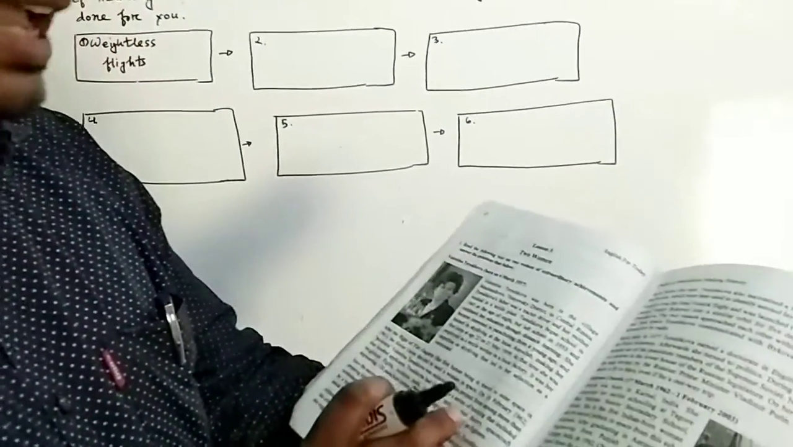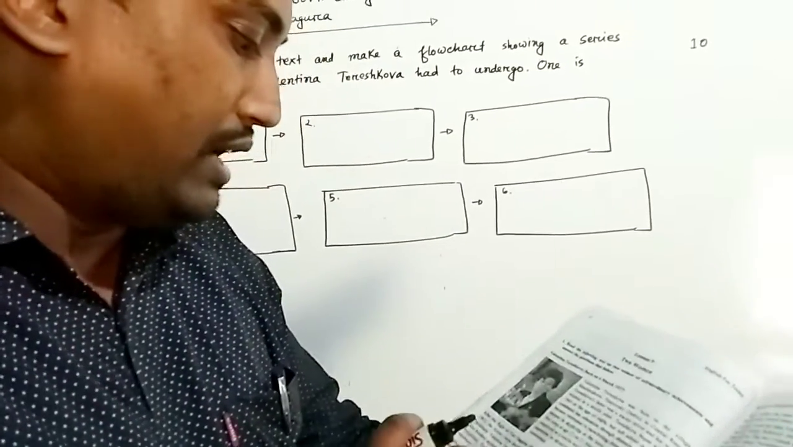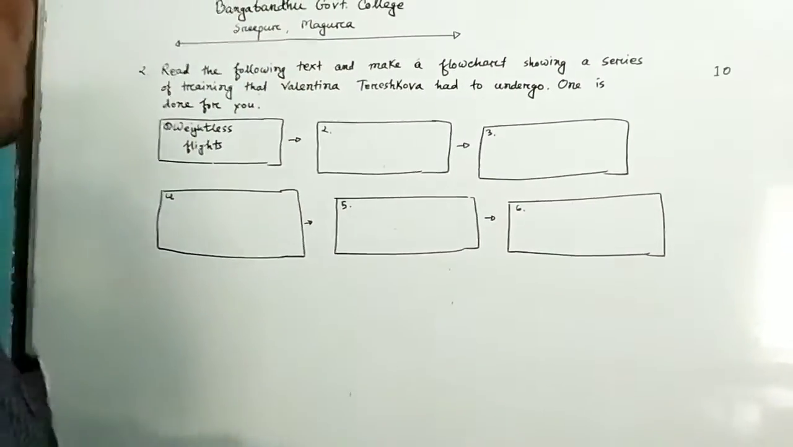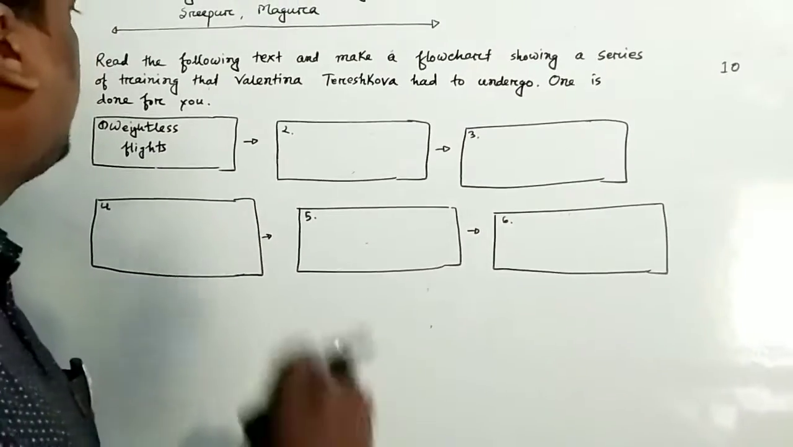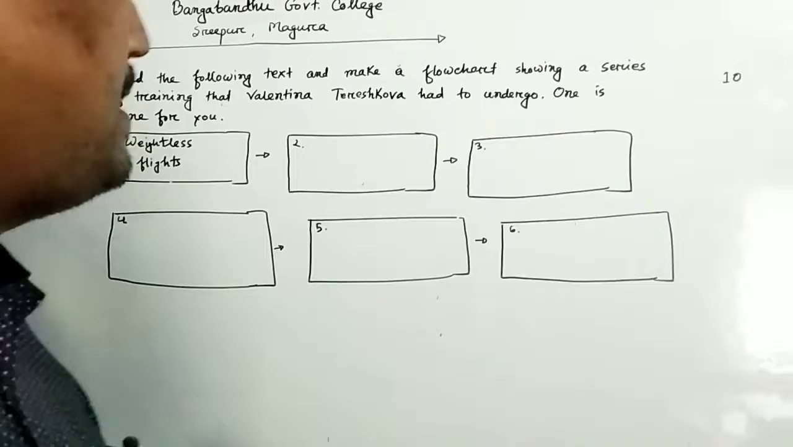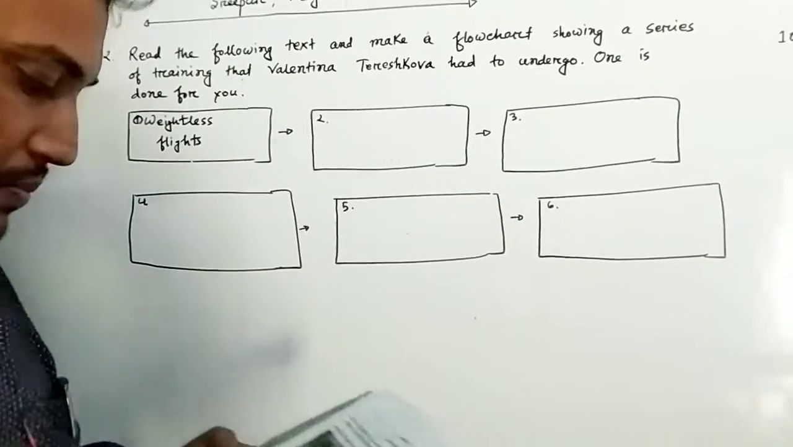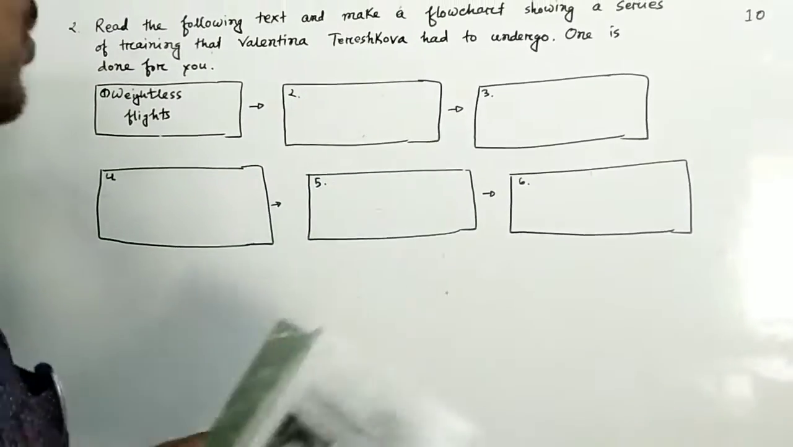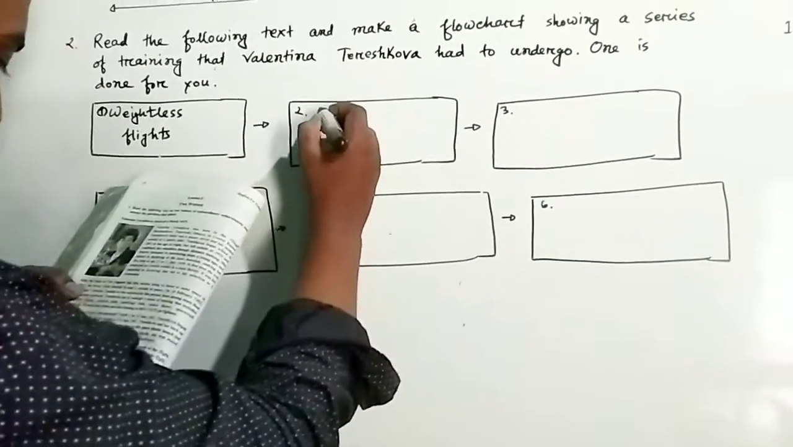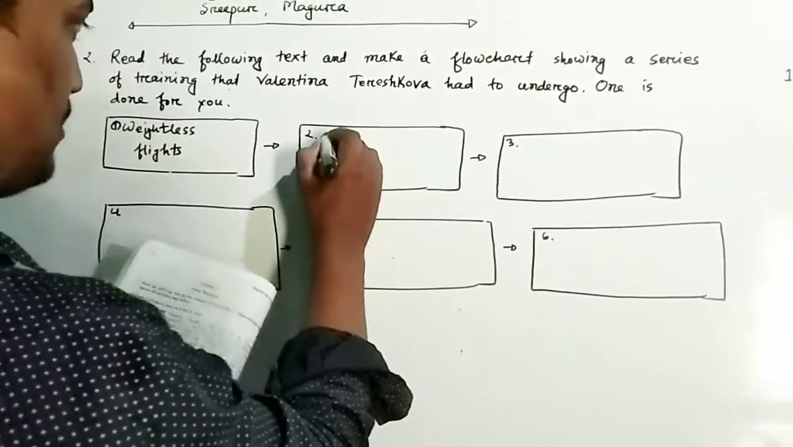Tereshkova had to undergo a series of training that included weightless flight. So look at this phrase, weightless flight. These are the trainings that Valentina Tereshkova had to undergo. The first one is done for you: weightless flight. Then the second one is isolation test. So you can write isolation test in the answer of 2.